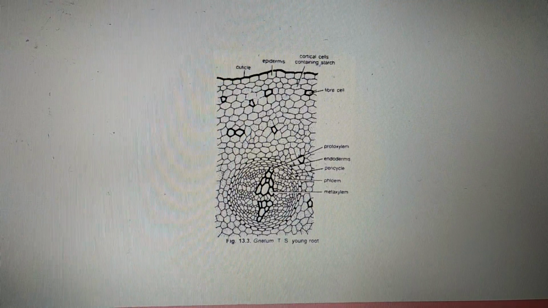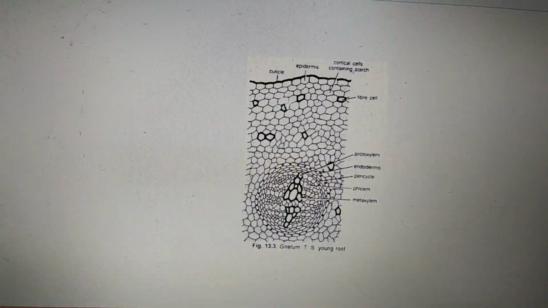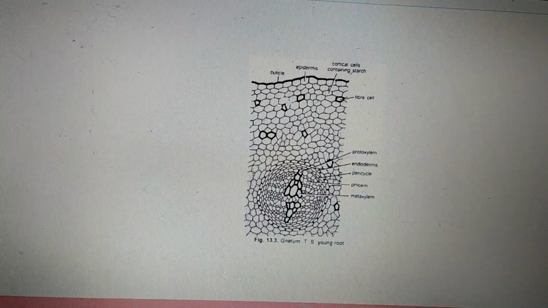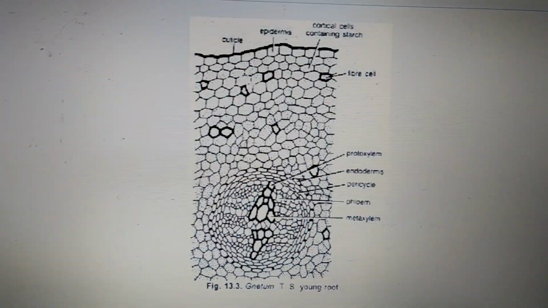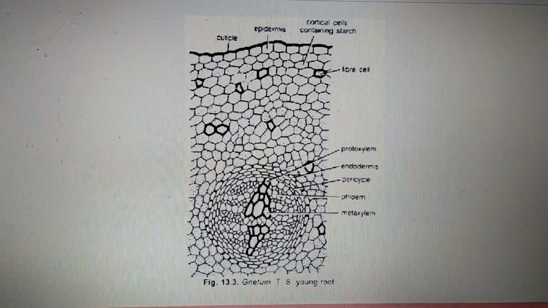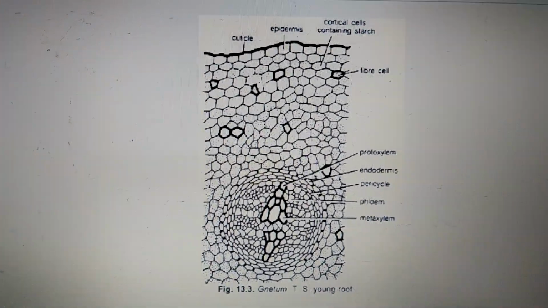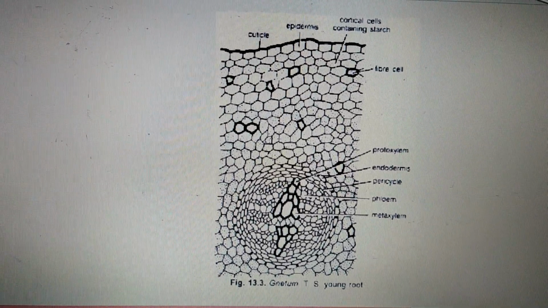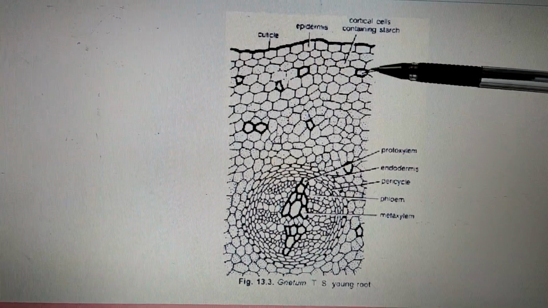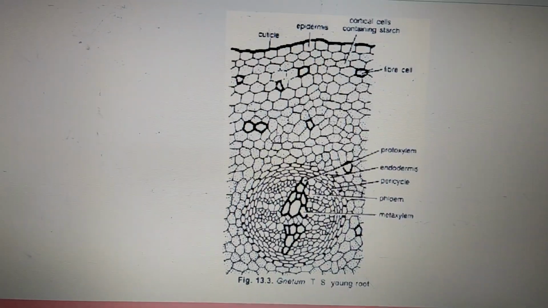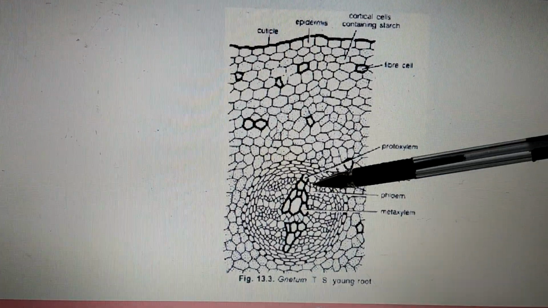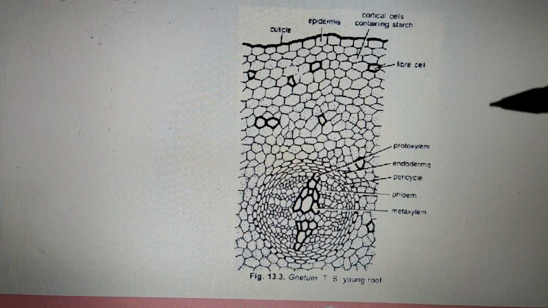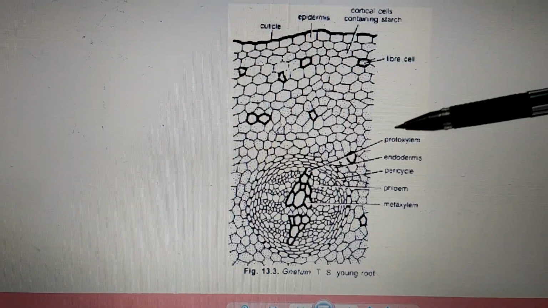Now focusing on the internal structure, that is the anatomy of Gnetum. Here in this image, this is a transverse section of the young root of Gnetum. The root of Gnetum resembles the root of the angiosperm. The root is differentiated into outermost epidermis, followed by multi-layered cortex, and we have the vascular bundle that is the stele. Inside the stele we have the vascular bundle which is usually diarch and exarch in nature.